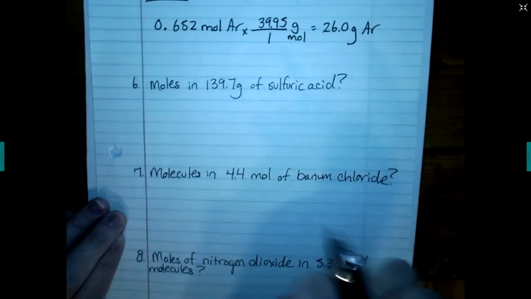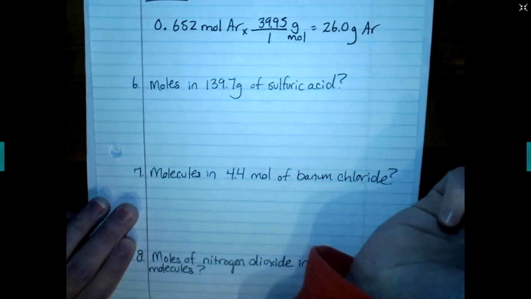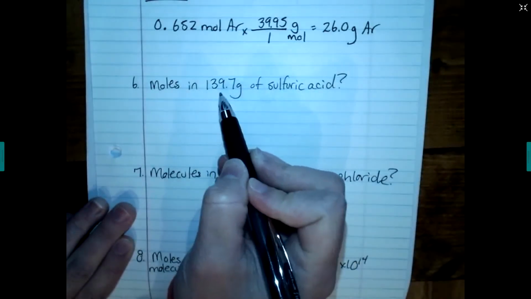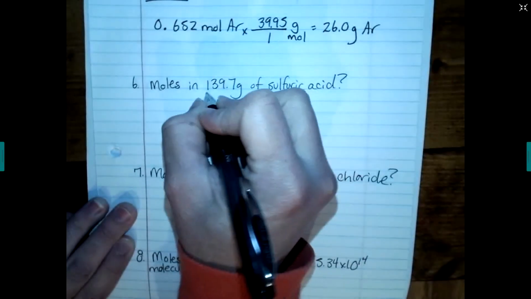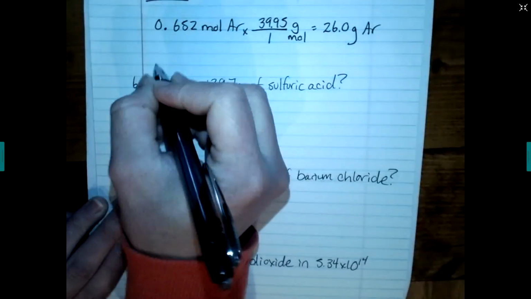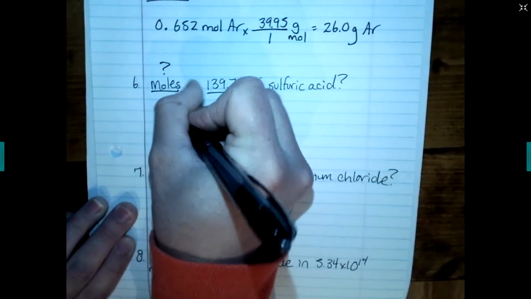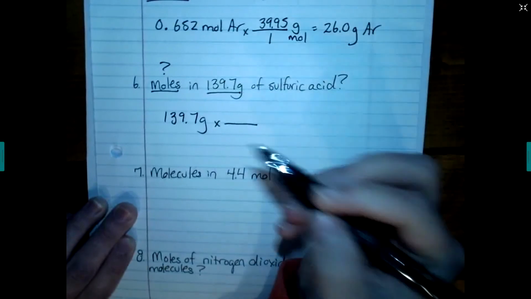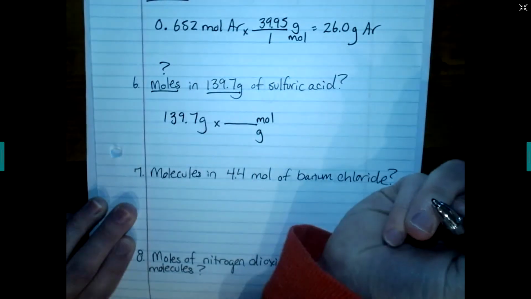All right, moving on to our second problem, well, sixth problem in this PowerPoint, but second of the mole conversions problem. We're supposed to find the moles of sulfuric acid that are equal to 139.7 grams of sulfuric acid. So we know how many grams we have. We don't know how many moles. So let's start with what we know, 139.7 grams.